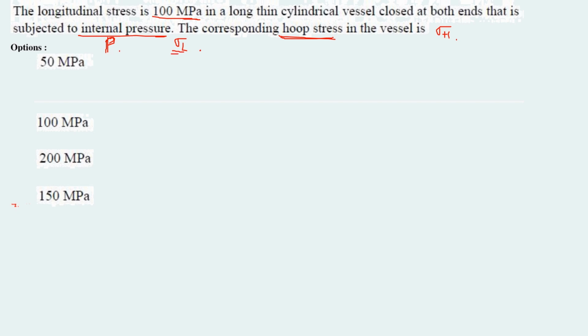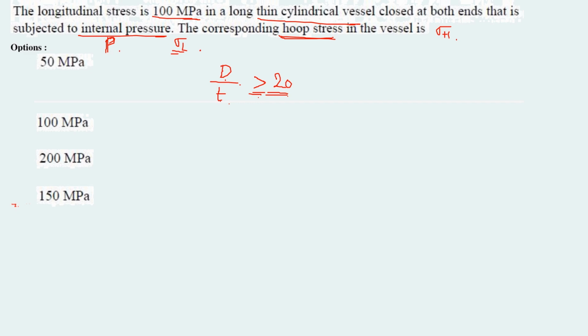Okay, now let's see what is meant by thin cylinder. We call a cylinder a thin cylinder when the ratio of diameter to thickness is greater than 20. Here D is the mean diameter of the cylinder and T is the thickness of the cylinder. When the ratio is greater than or equal to 20, we call it a thin cylindrical vessel.